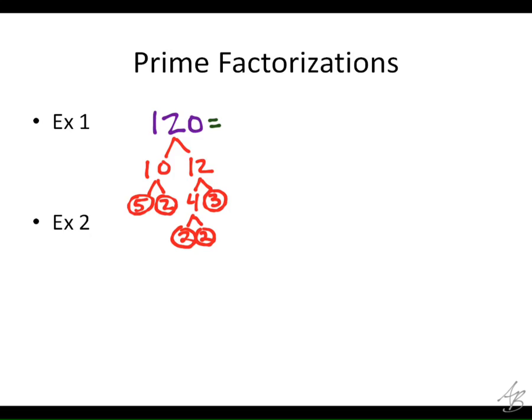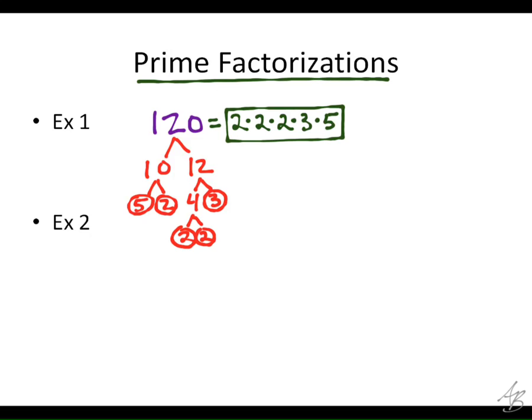Yeah, so we're going to do the 2's first, and then the 3, and then... So what order are we going in? Least to greatest, right? So we're always going to write our prime factors least to greatest. And since we're multiplying them all together, we're going to put a multiplication dot in between them. So we had 3 2's, so it's going to be 2 times 2 times 2 times 3 times 5. And this right here is what we call prime factorization. So if we take all those numbers and multiply them all together, we're going to get 120. And those are all prime numbers.